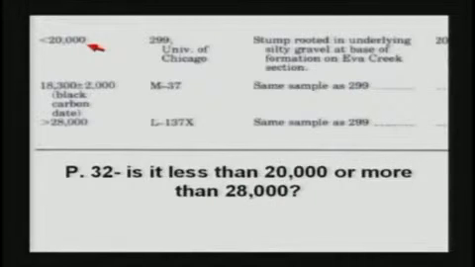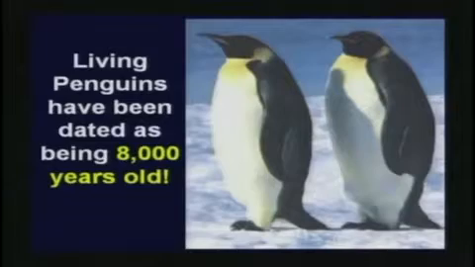Sample number 299 was less than 20,000 years old. That little caret means less than. Sample number L137X is greater than 28,000. We say, well, see, it's working good. This sample is less than 20,000. This other sample is greater than 28 until you find out it's the same sample as 299. How can a sample be less than 20 and greater than 28 at the same time? That's not too good. Living penguins were dated at 8,000 years old.